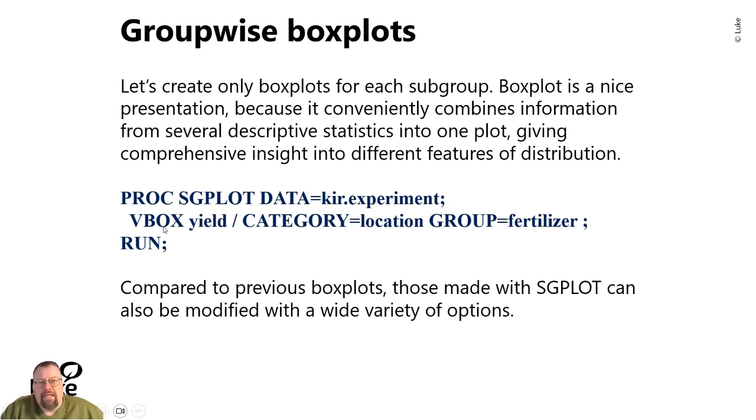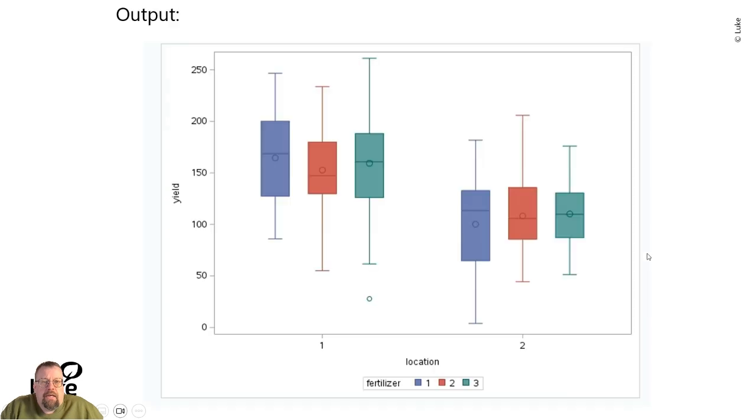So here we are saying that we want to draw a vertical box plot from variable yield, and there are 2 places where we can specify the grouping variables. So we specify location in the category option and fertilizer in the group option. And the output looks like this then.